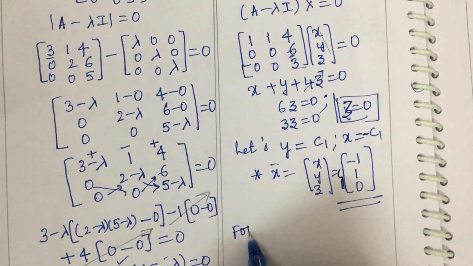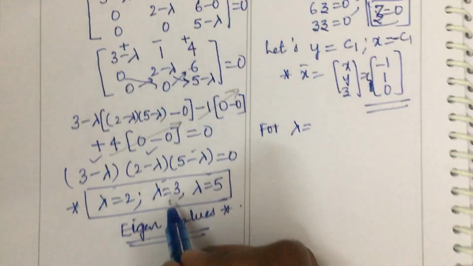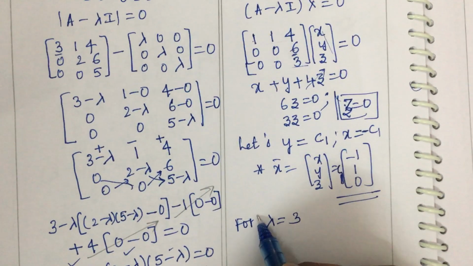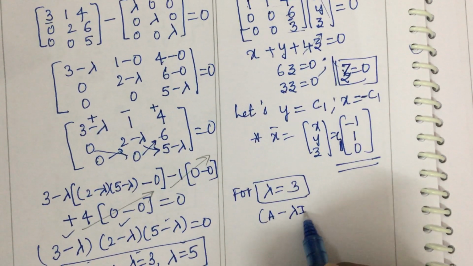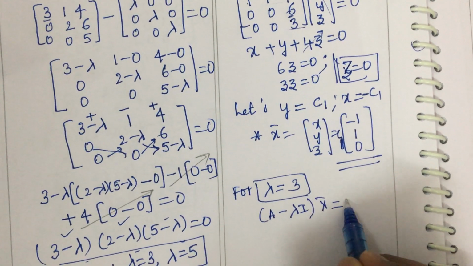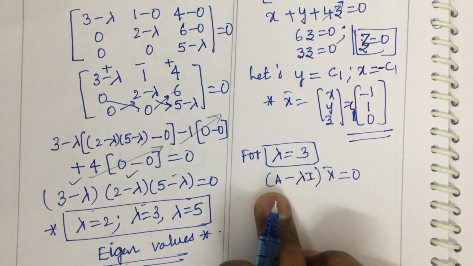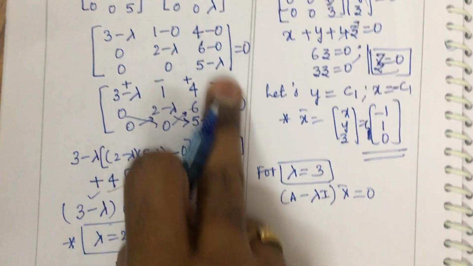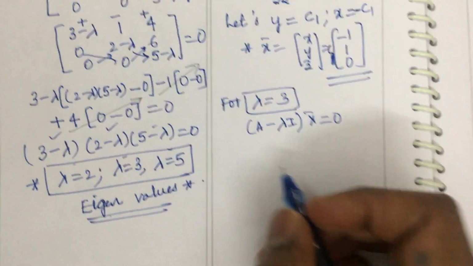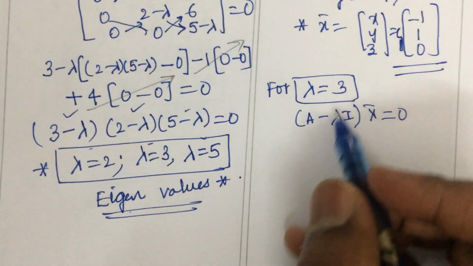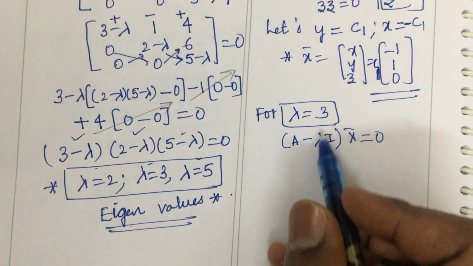Now the next lambda value is 3. For lambda equal to 3, I need to work out the eigenvectors. So I am going to substitute in A minus lambda I. Isn't it, dear students? Sorry, in place of lambda you are supposed to substitute 3.